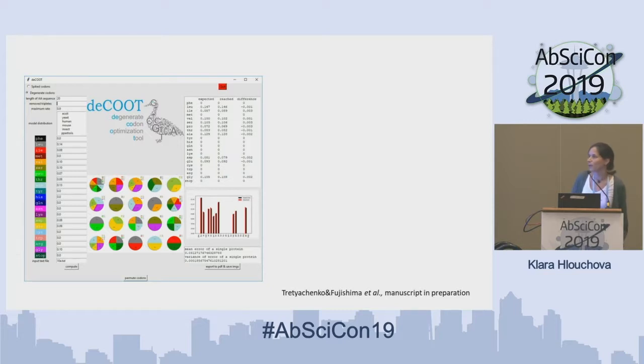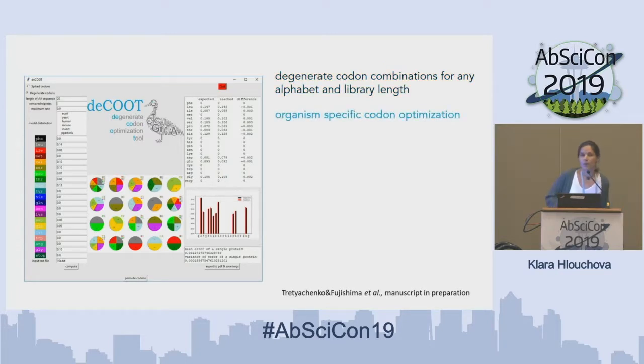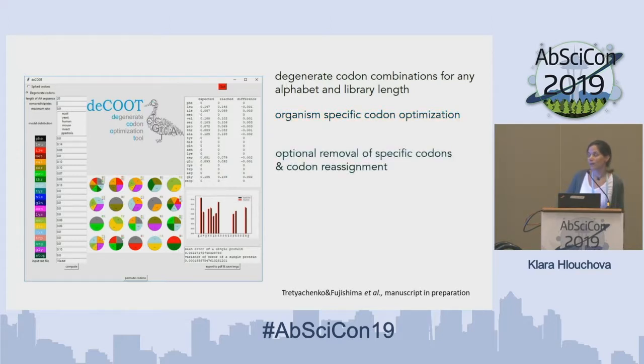What we can do is find solutions to almost any alphabet and library length. We can also optimize the codon usage for expression in different organisms, and also remove some codons for reassignment to be able to bring in some unnatural amino acids, so amino acids that could be prebiologically very relevant but are not part of our genetic coding system at the moment.